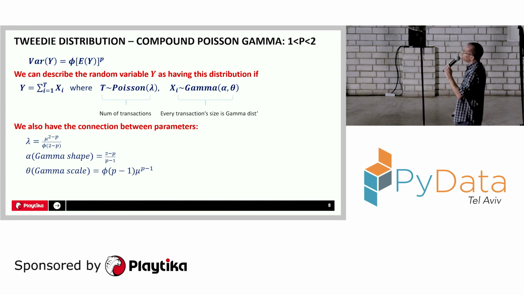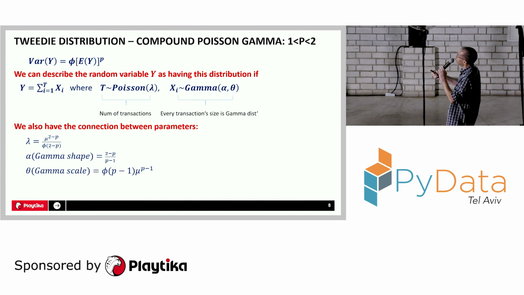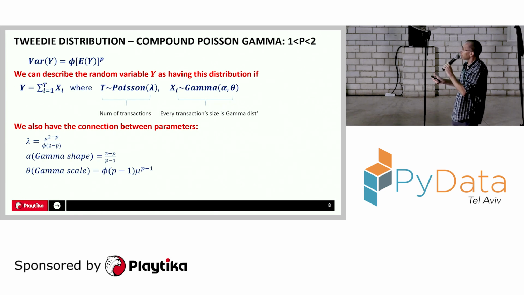So assuming we are dealing with deposits, we can have the T, the number of transactions, being given by a result of a Poisson distribution. And once we have the number of transactions, which is T, every such transaction can be represented as gamma distributed. We have several connections between the parameters given here.